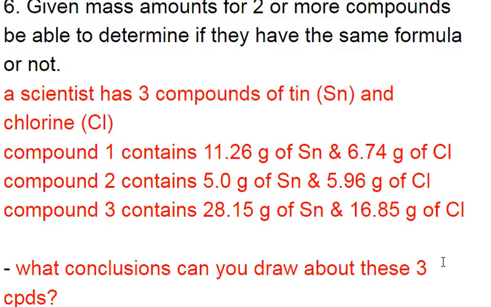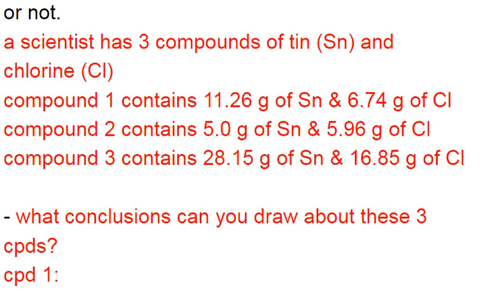So if this was the problem I gave you, if I said a scientist has 3 compounds of tin and chlorine. Compound 1 contains 11.26 grams of tin, 6.74 grams of chlorine. Compound 2 has 5 grams and 5.96. Compound 3 has 28.15 and 16.85. What conclusions can you draw about these 3 compounds?